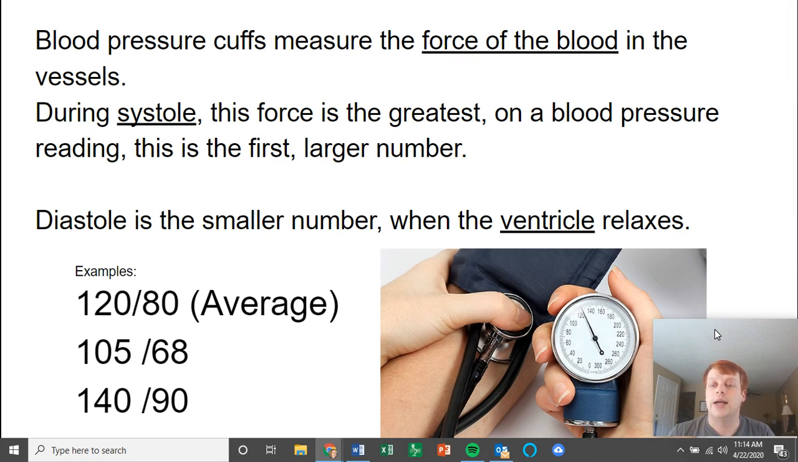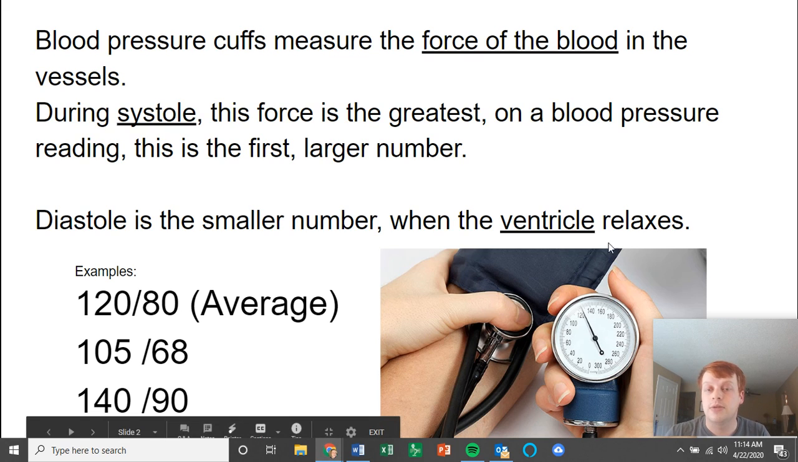So if we were in class, we would be doing a blood pressure lab, but since we can't, I want to go ahead and walk you through the different parts that are involved in this in case you're interested in the medical field after graduation. So the first thing is the blood pressure cuff.